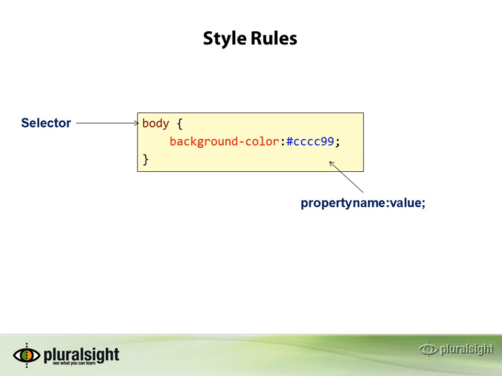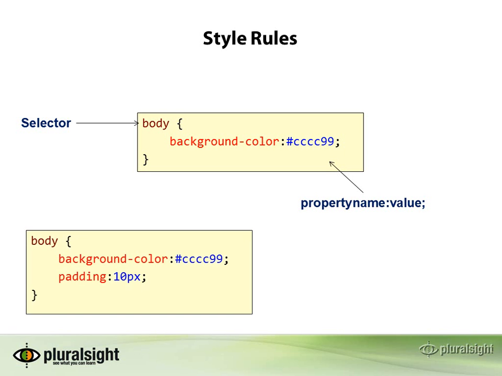We'll talk in more detail about selectors in just a bit, but then the name-value pairs have to be enclosed inside of curly braces, and the names and the values that you can use here, like background-color and #CCC99, those are things that are defined in those specifications. The name and the value are separated by a colon, and then each name-value pair ends with a semicolon. That's because you can have multiple pairs on a given rule.